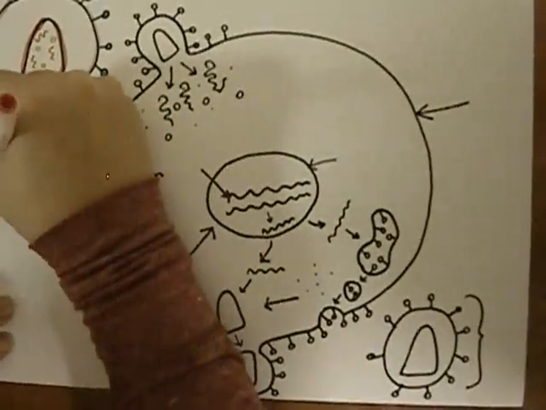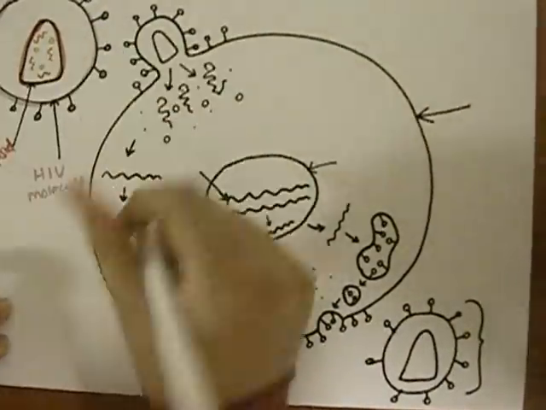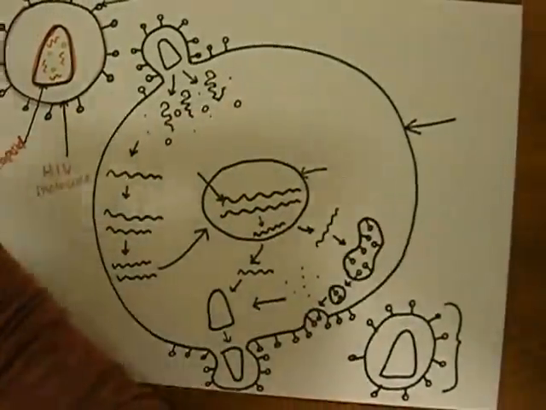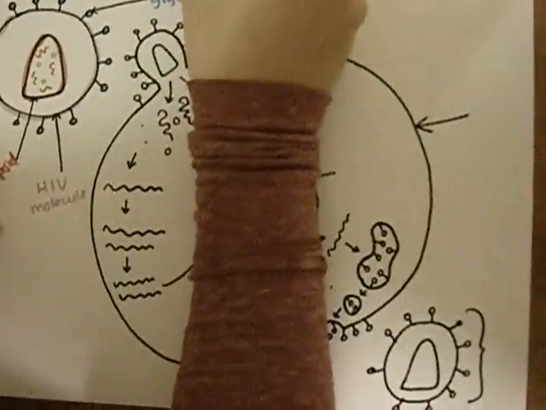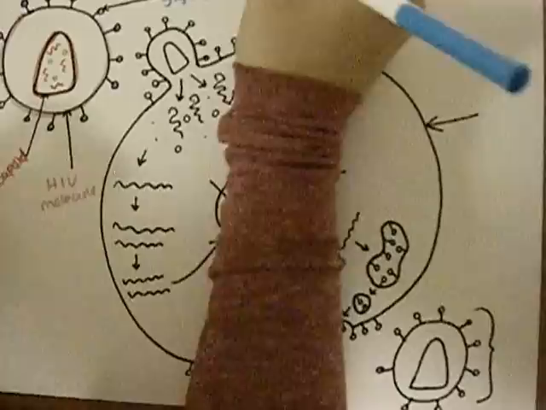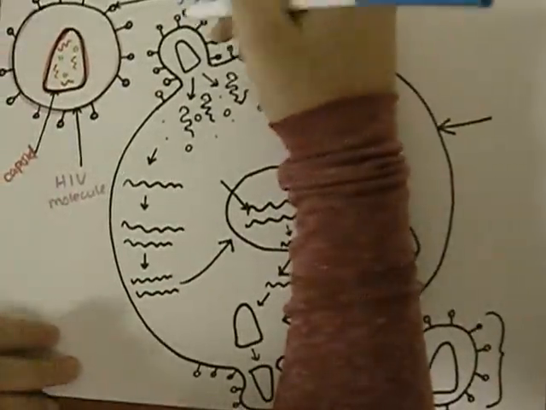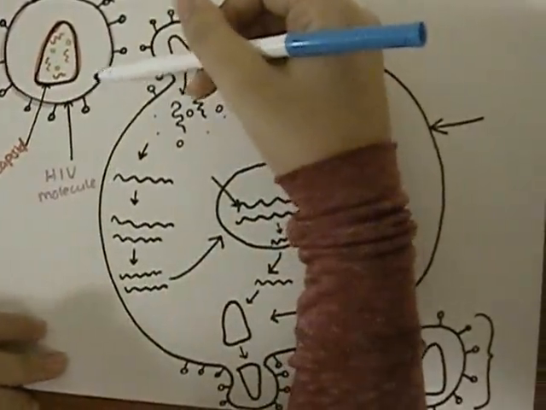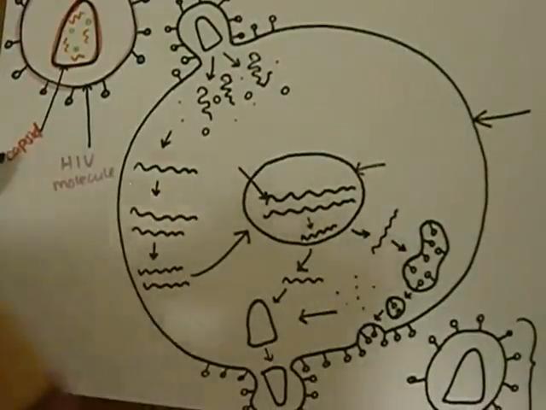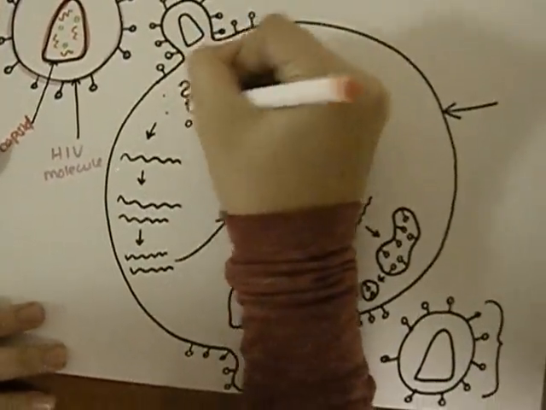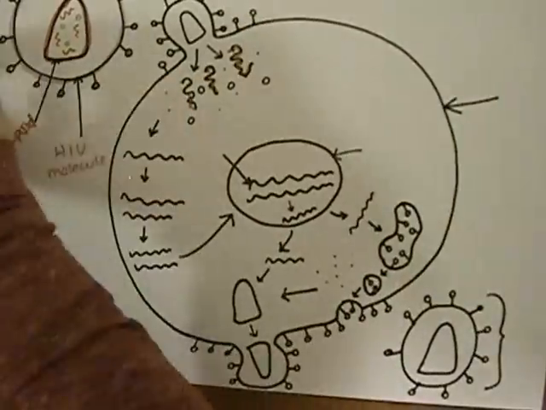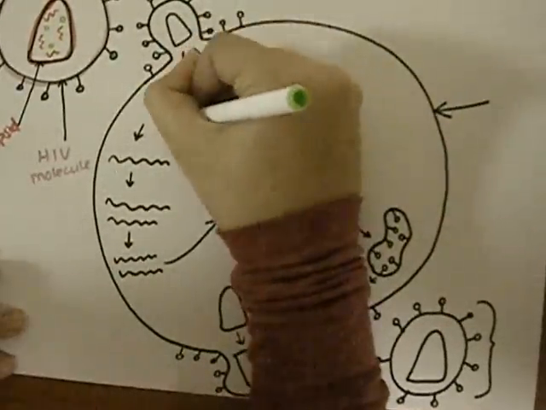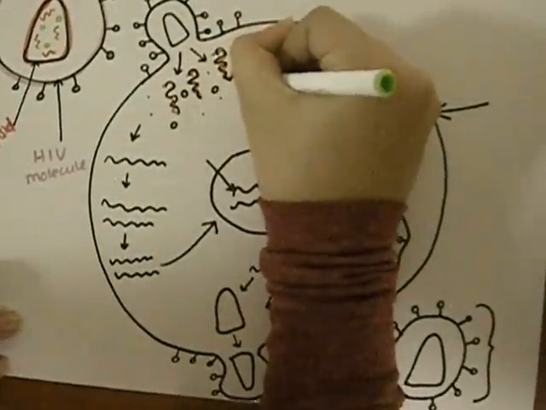So this is the capsid, and these are the glycoproteins. From there, the HIV molecule goes into the host cell, and it releases the RNA and the enzyme reverse transcriptase.